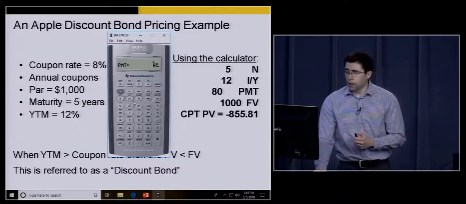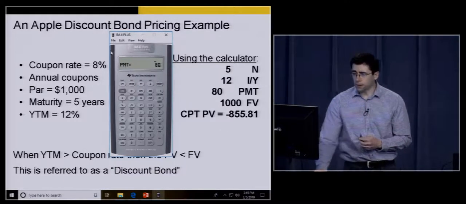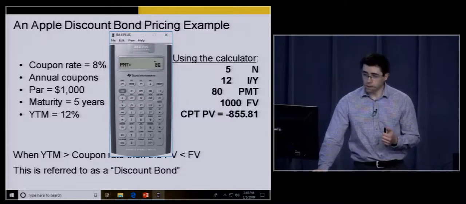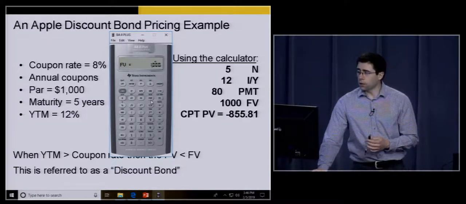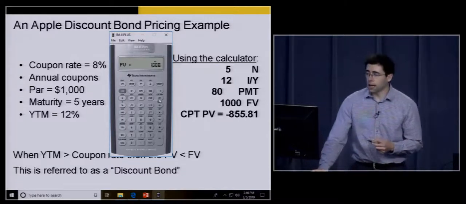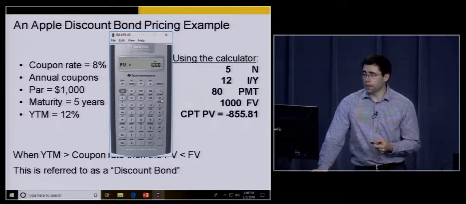Now, our par value or face value of this bond is, like for most corporate bonds, equal to 1,000. One thing I should note: I'm putting 1,000 in here, and that 1,000 tells the calculator that at the end of year 5, we're receiving $1,000 as an investor. The payment tells the calculator that we're receiving $80 at the end of every period.